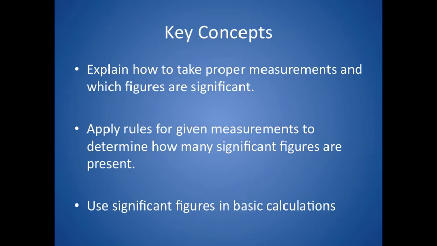Second, there's a set of rules for significant figures. We'll be applying those rules to a given measurement. So this is not so much about taking the measurement, it's once the measurement is given, how do you analyze or determine how many significant figures you have in that measurement. And the reason you need to do that is really key concept number 3 here, which is using those significant figures in basic calculations. And that's really our end result. In chemistry, we're looking to do a lot of calculations based on measurements that we take, and so we need to know some rules that govern that.